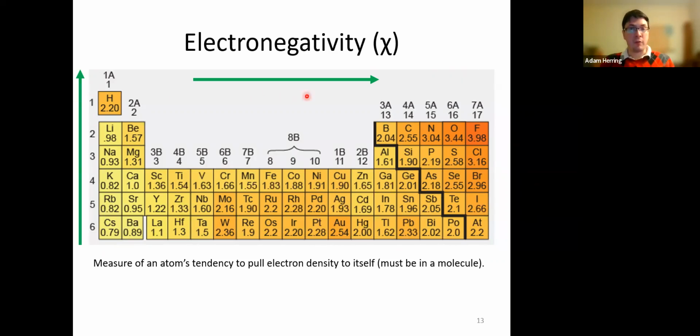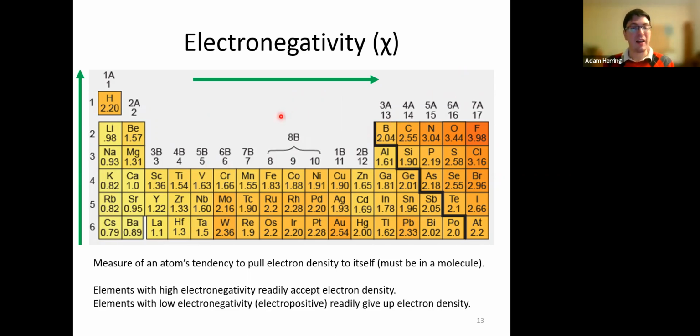As we go from left to right, those elements are pulling on the exterior valence electrons. And since we're adding electrons into that outermost shell, and also increasing the number of protons in the nucleus, there's an increased charge in the nucleus that pulls the electrons closer to the nucleus and holds them tightly.